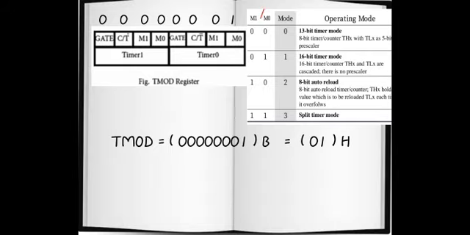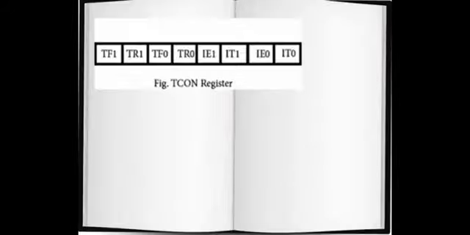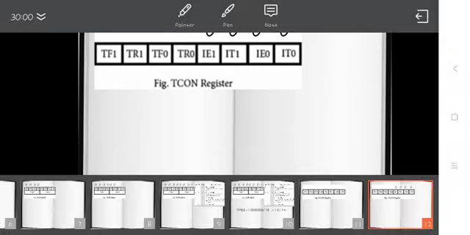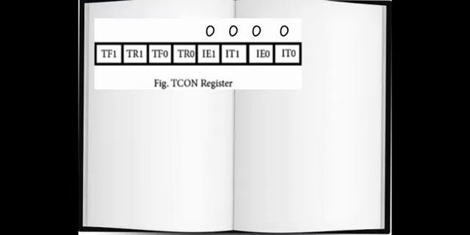Now coming to the next register, that is the TCON register. In the TCON register the lower 4 bits are for external interrupt, and we don't need any external interrupt, so there is no need to set these; all these bits will be 0. We are using timer 0, so no need to set bits of timer 1, so TF1 and TR1 will also be equal to 0. So it will be like this.